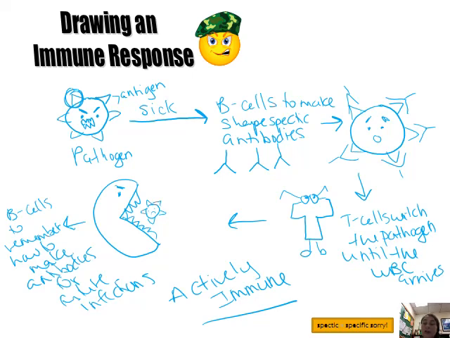There are two ways to become actively immune to a particular pathogen. You can get infected by the pathogen and get sick, or what you can do is you can also take a vaccine. You should not get sick from a vaccine because the vaccine is a dead or weakened form of the virus.